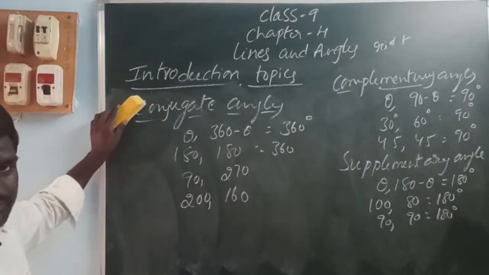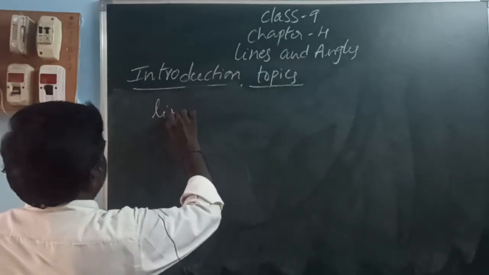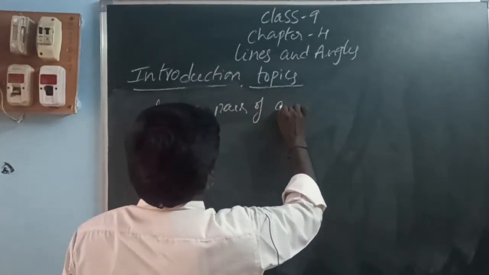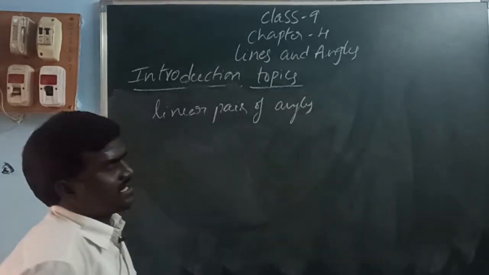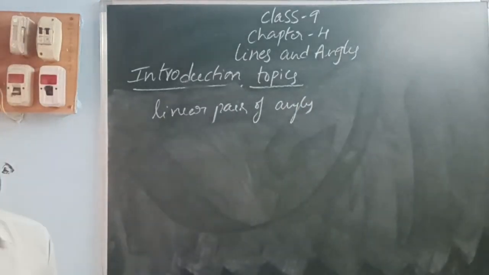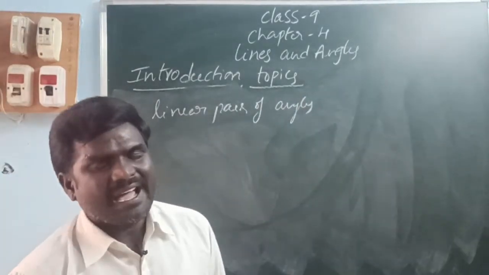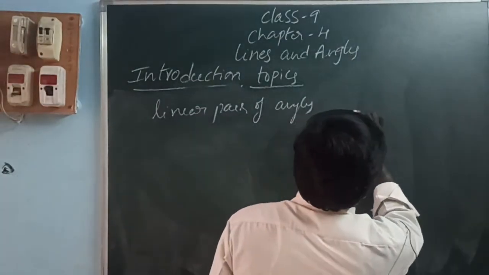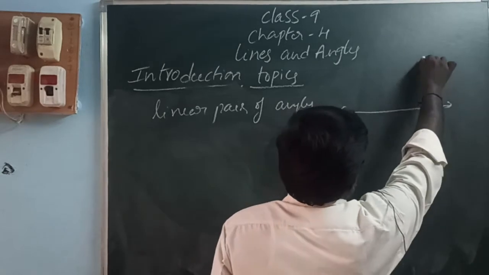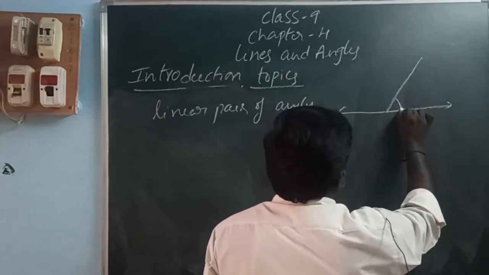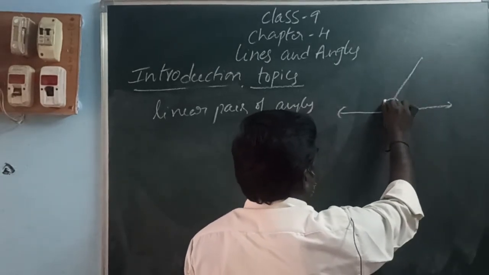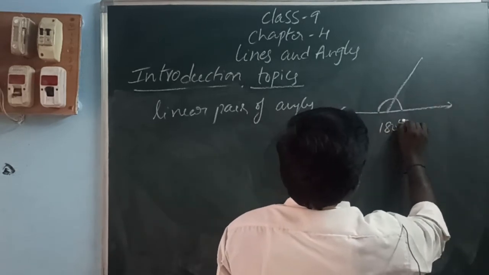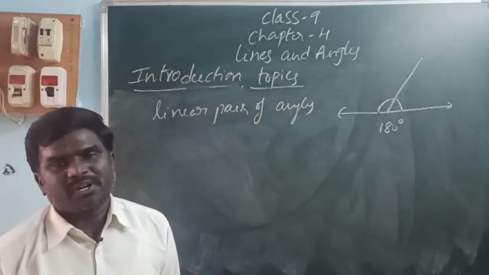Next, linear pair of angles. Linear pair of angles means the sum of any two adjacent angles is 180 degrees. Those angles are called linear pair of angles. Here an angle is formed, here an angle is formed, here an angle is formed. These two angles sum to 180 degrees. These angles are called linear pair of angles.